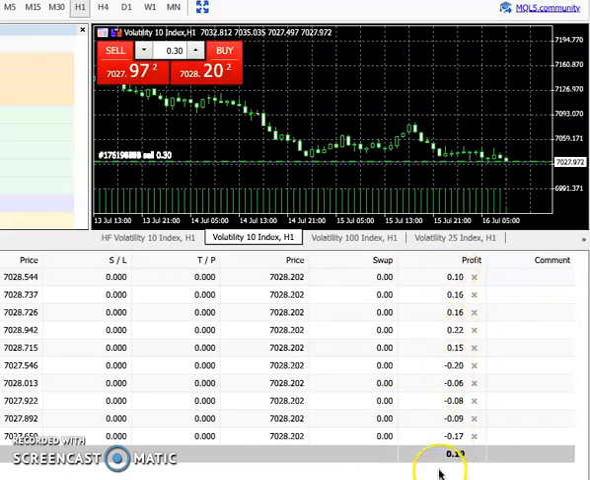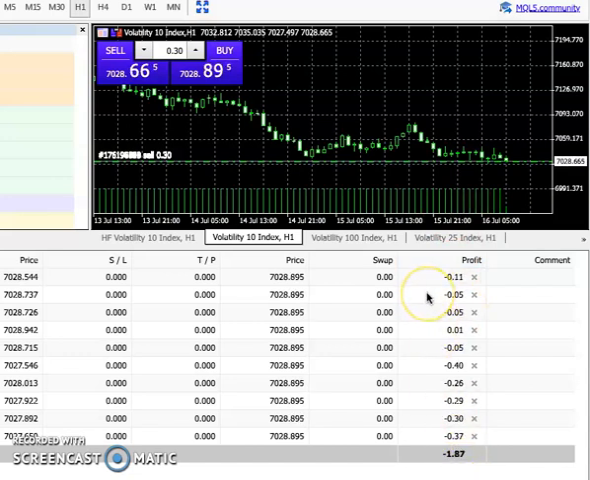I'll close it when it comes back. Okay, so basically it's just a waiting game. You have to be patient. You have to watch what you're doing. Based on your account size, if you can wait a bit, like I can wait a bit for more profit, so I'm not in a hurry to close this trade, right?